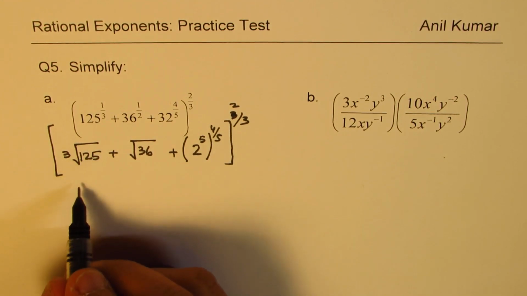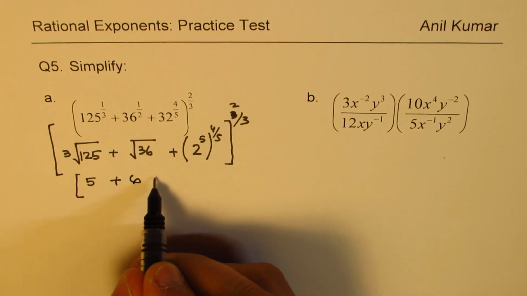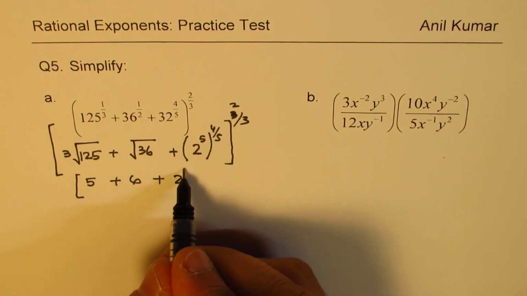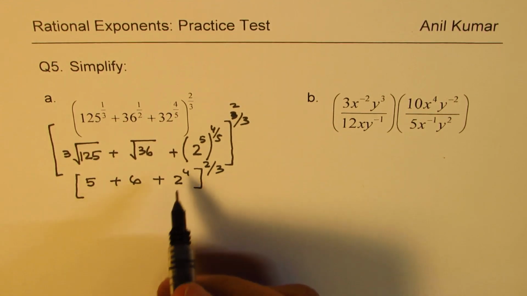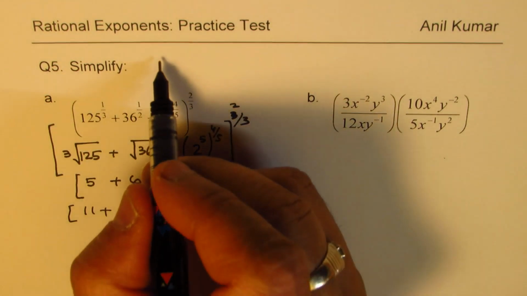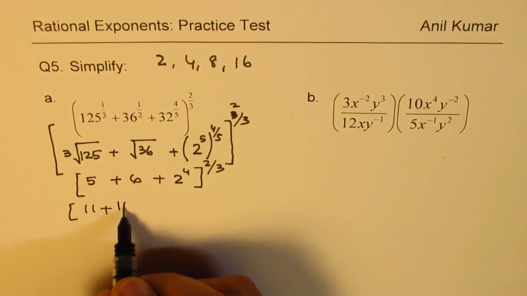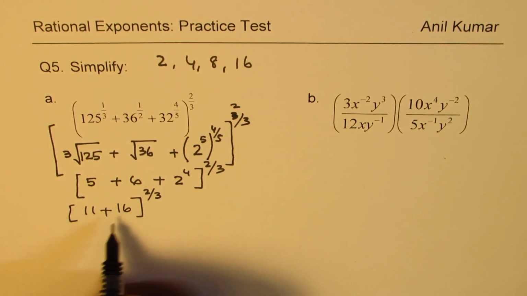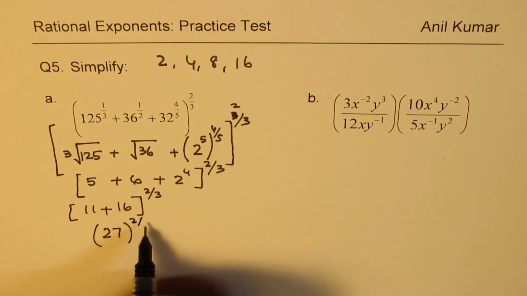Now cube root of 125 is 5, right? And square root of 36 is 6. And here, when you multiply 5 and 1 over 5 cancel, so we get 2 to the power of 4. And here we have 2 to the power of 2 over 3. Correct? Now this gives you 5 plus 6 is 11 plus, what is 2 to the power of 4? Well, 2, 4, 8, 16, right? So we'll write this as 16 to the power of 2 over 3. We could just add them up, so we get what? 27 to the power of 2 over 3.